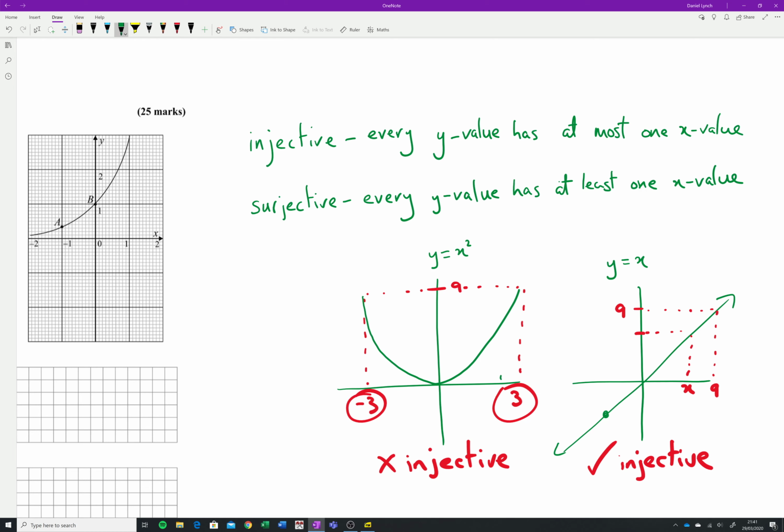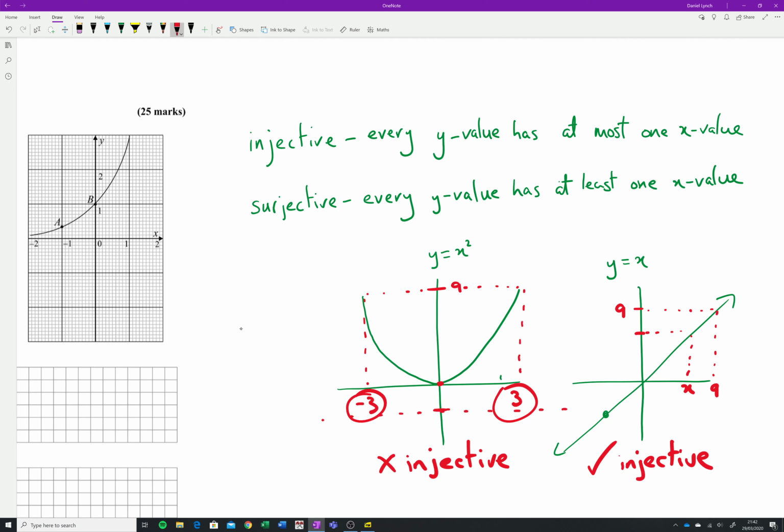Coming back to surjective, every y value has at least one x value. So for instance, 9 here has at least one x value. It happens to have 2, but 2 is at least 1. It's more than 1: at least 1 means 1, 2, 3, etc. So -9, that's fine. Whereas if we were to go to 0, if you place in 0, you'll get out 0. That is having one value. But if you go to -1, there is no associated x value.